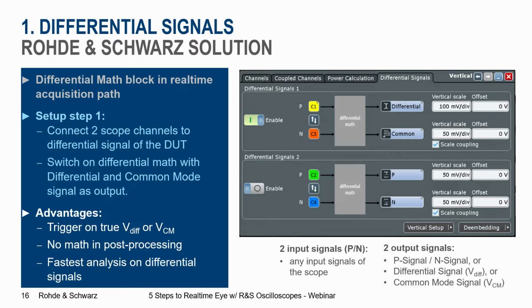So I can select between, let's say, differential signal, common mode signal, also as a very important information of a differential signal. Or I also could switch back, of course, to just the standard P or the N signal. So the beauty of this is also I have a differential signal now in the real-time path, and I can use this also later on. You will see this as an input for my trigger system. So I can do with this approach here, with having a real-time math block, I can do triggering on the differential signal, and I can do straight analysis on the differential signal.